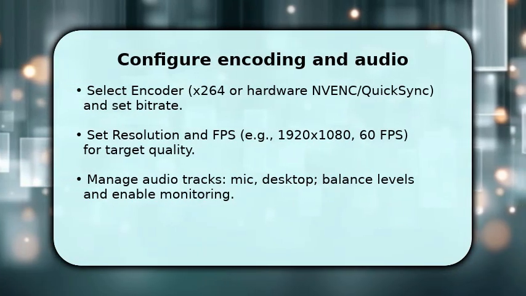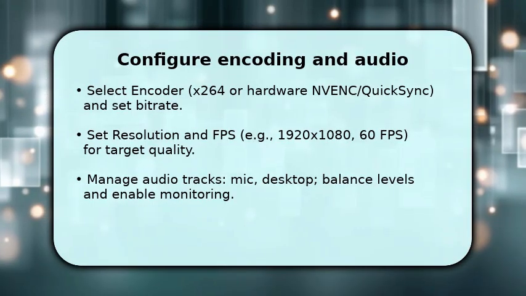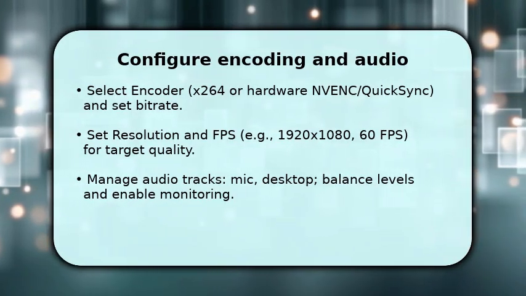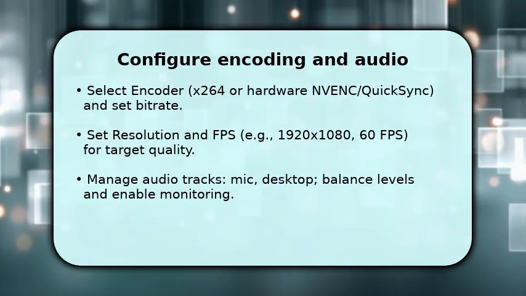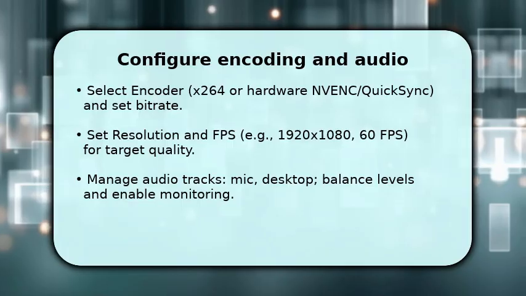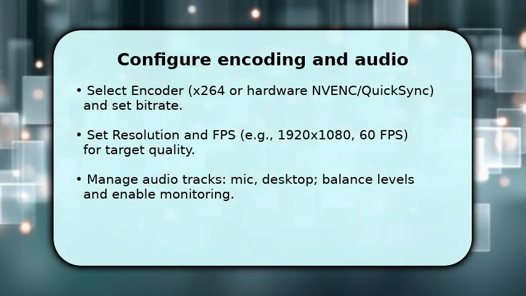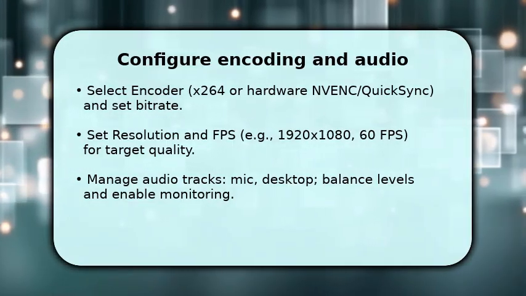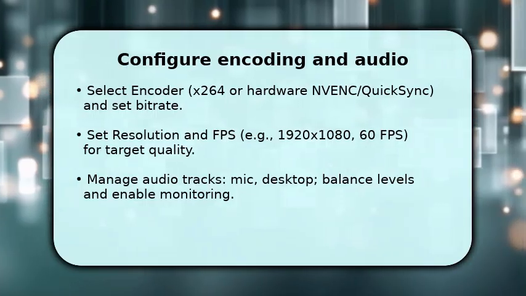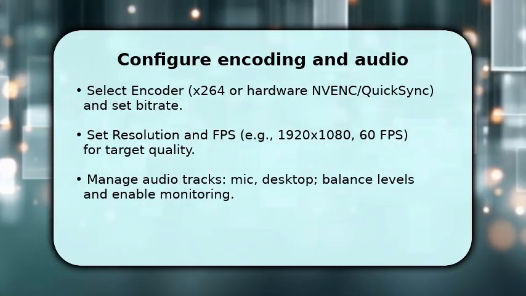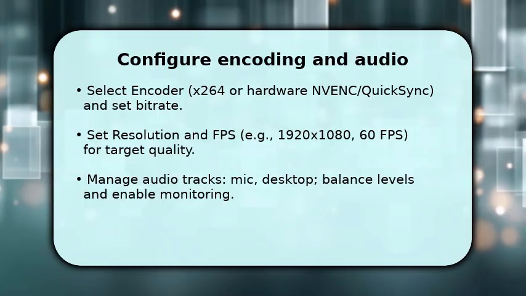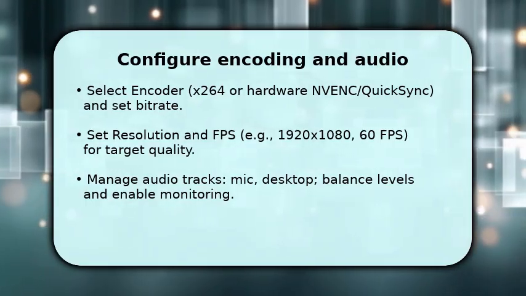Now you tune quality for performance. Pick an encoder. Use hardware NVENC for low CPU usage or X264 for max quality. Then choose a bitrate, 6,000 to 12,000 kbps for 1080p 60. Set output resolution and FPS to match your goals and GPU capacity.